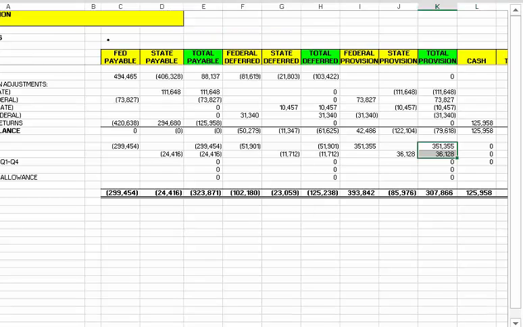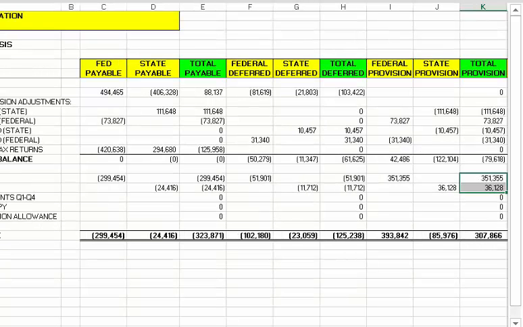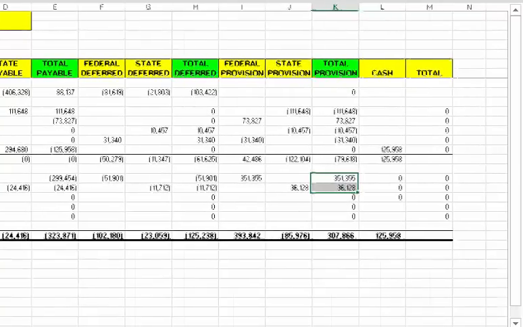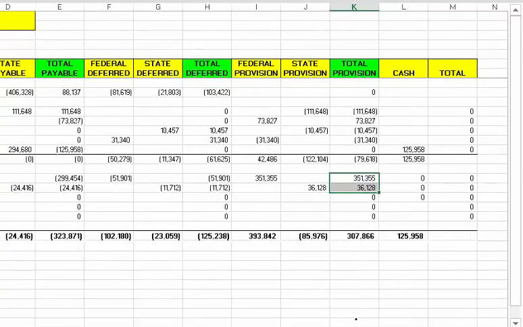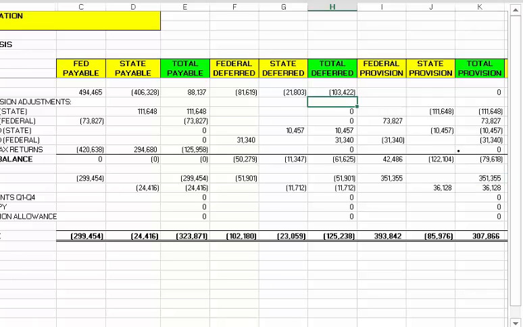Like, I don't know if I can make it much bigger, because then... Okay. I know, it's still small.